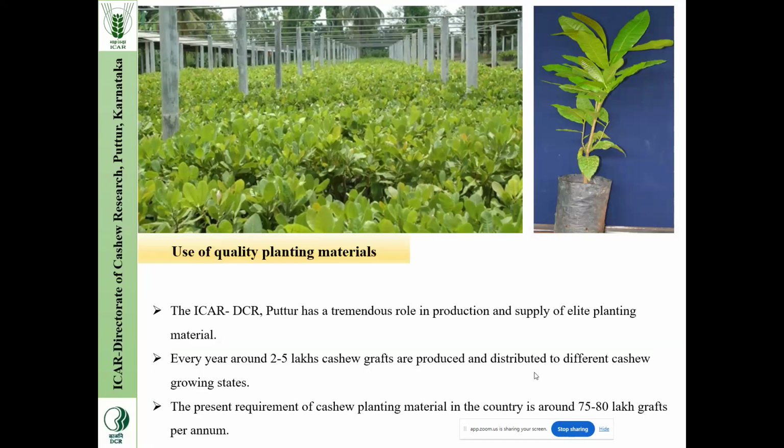Here I would like to mention that cashew is now not only recommended to coastal regions. Now it is spreading to plains also. Even in northern Karnataka, places like Gadag and Chitradurga, cashew is coming up very nicely. So farmers are taking up cashew in their land, and we are getting more demand for quality grafts from our institute. Every year we are producing 2 to 5 lakhs of cashew grafts, and we are distributing them to the majority of the states.